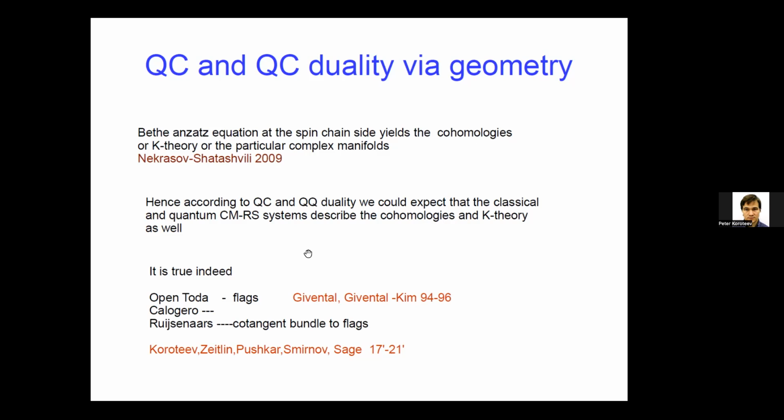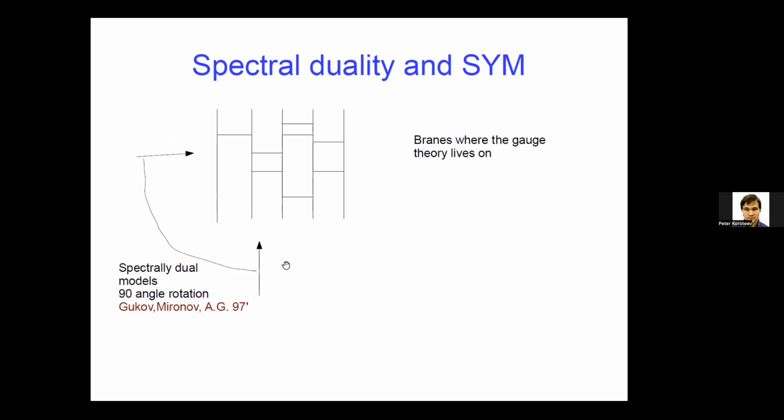And indeed, it's true. A very old paper by Givental and Givental-Kim shows that the open Toda chain is related to the cohomology of flag manifolds, and more recent development of this issue shows that the Calogero and Ruijsenaars systems are related to the cotangent bundle to flag manifolds.